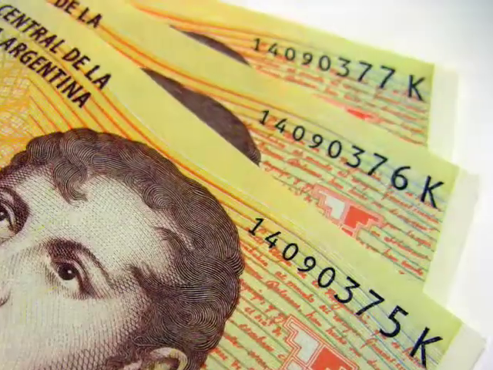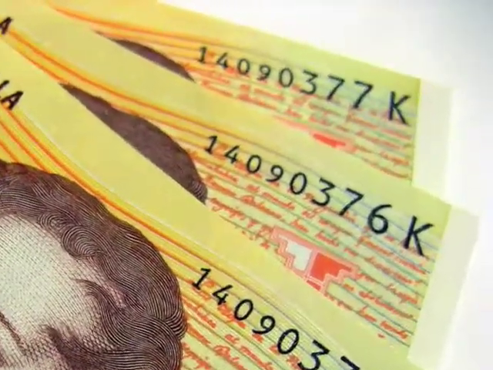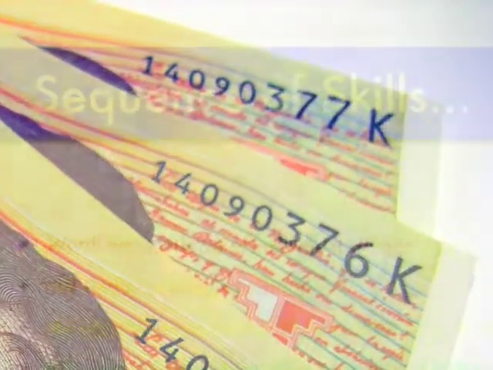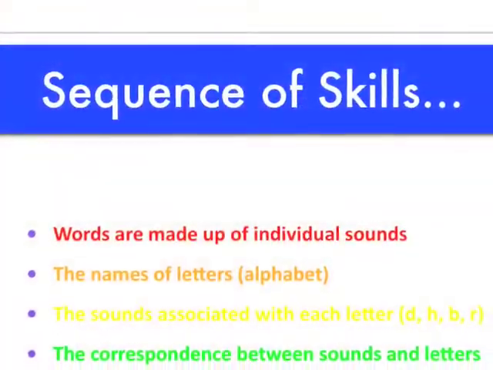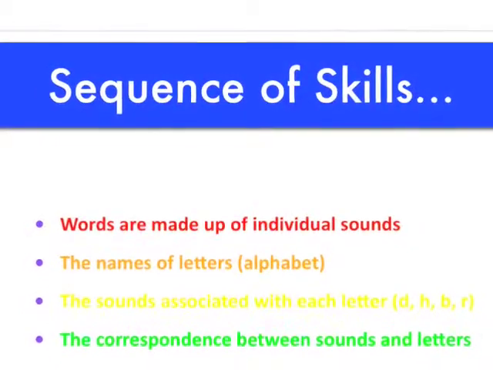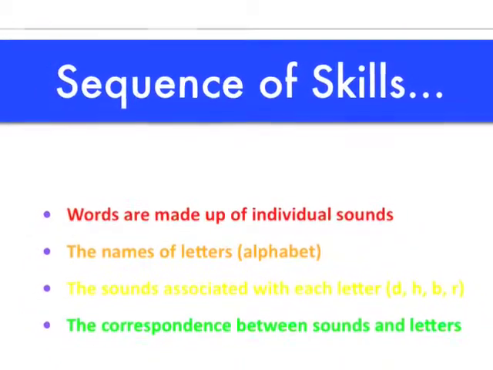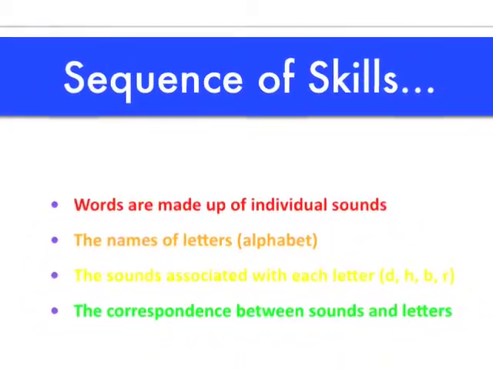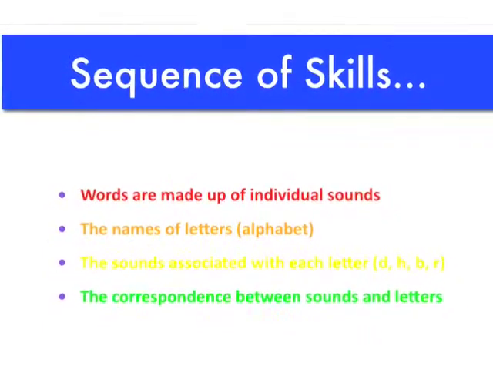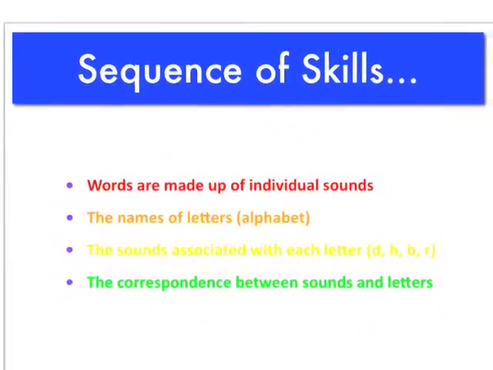Children learning phonics are taught a sequence of skills that constitute a word recognition view of reading. This sequence is: 1. Words are made up of individual sounds. 2. The names of letters. 3. The sounds associated with each letter. And 4. The correspondence between sounds and letters.